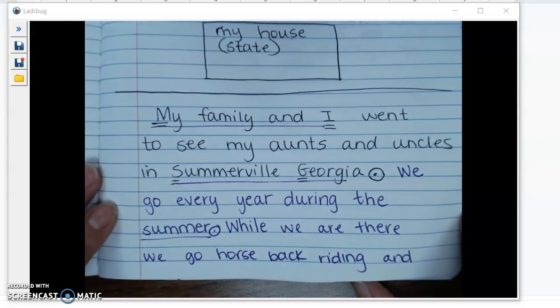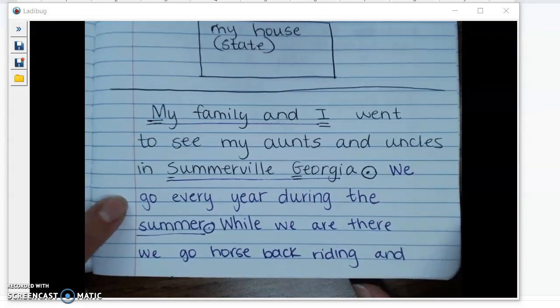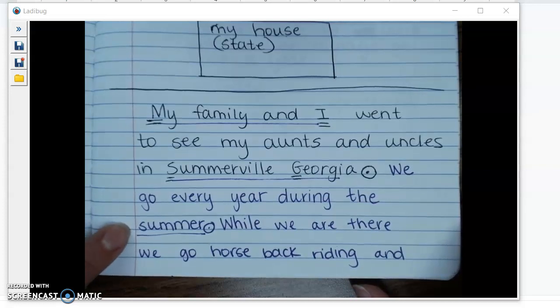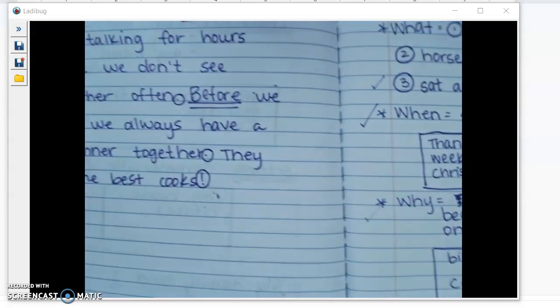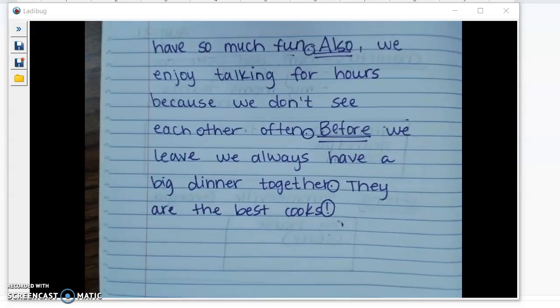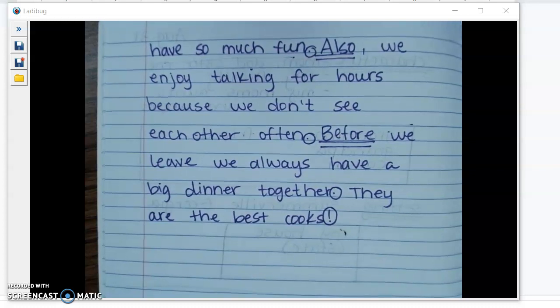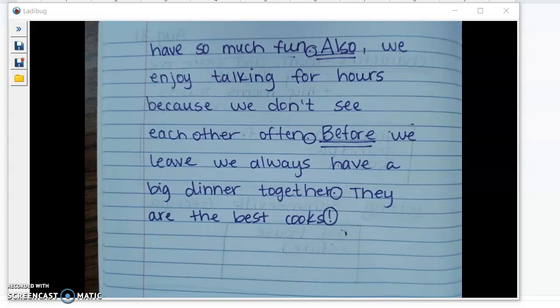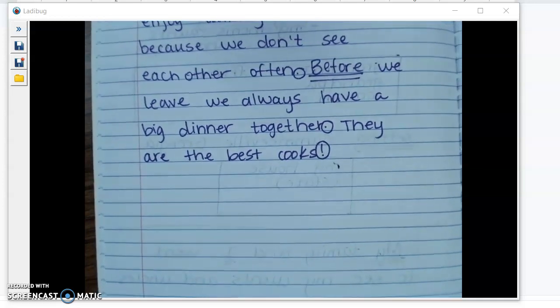My family and I went to see my aunts and uncles in Summerville, Georgia. We go every year during the summer. While we are there, we go horseback riding and have so much fun. Also, we enjoy talking for hours because we don't see each other often. Before we leave, we always have a big dinner together. They are the best cooks.